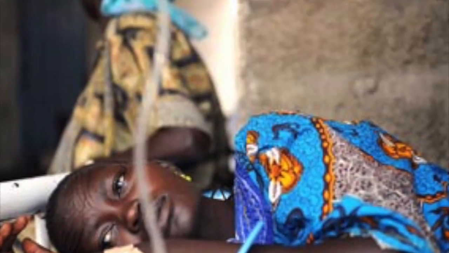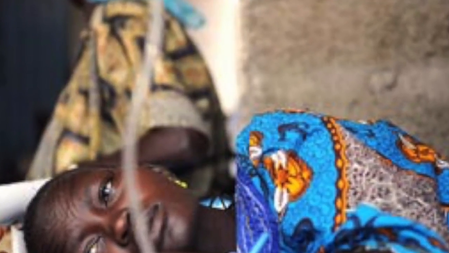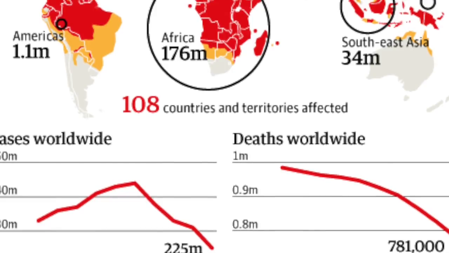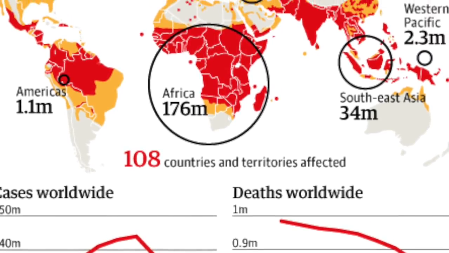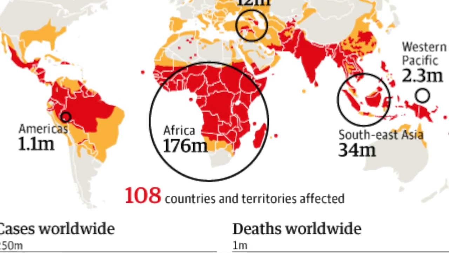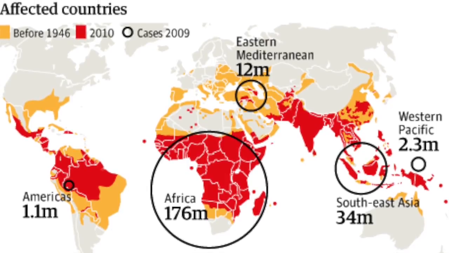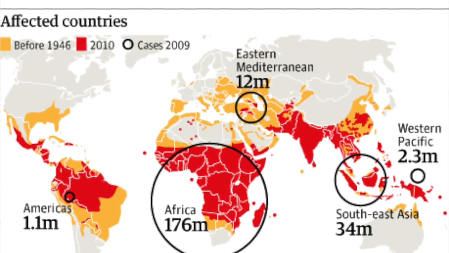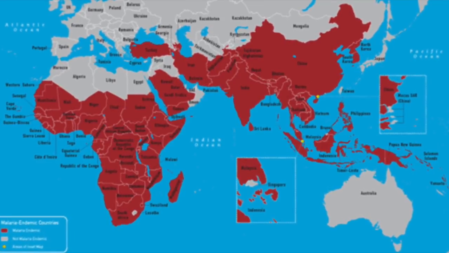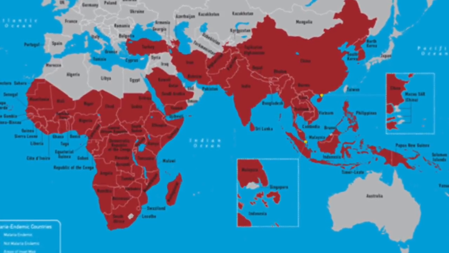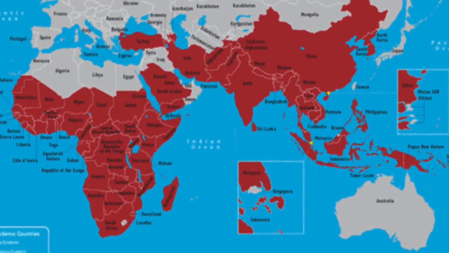3.2 billion people in 2015 were at risk for malaria. That's almost half the world's population. 97 countries had ongoing malaria transmission in 2015. Most malaria cases and deaths occur in Africa, Asia, Latin America, the Middle East and parts of Europe. The people who are more at risk include infants, children under 5 years of age, pregnant women, patients with HIV and AIDS, and travelers.